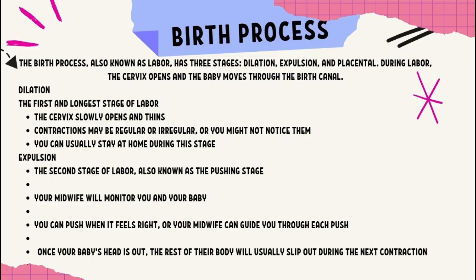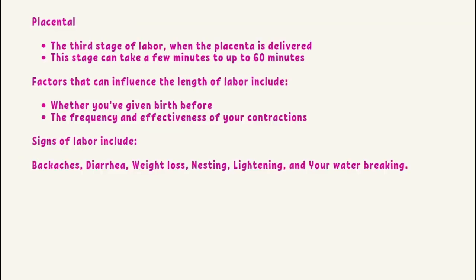And in that case, they might tell the pregnant woman to have a C-section, or they might tell them to do something to try and turn the baby, right? So the placenta, which is the third stage of labor, when the placenta is delivered, this stage can take a few minutes or up to 60 minutes.